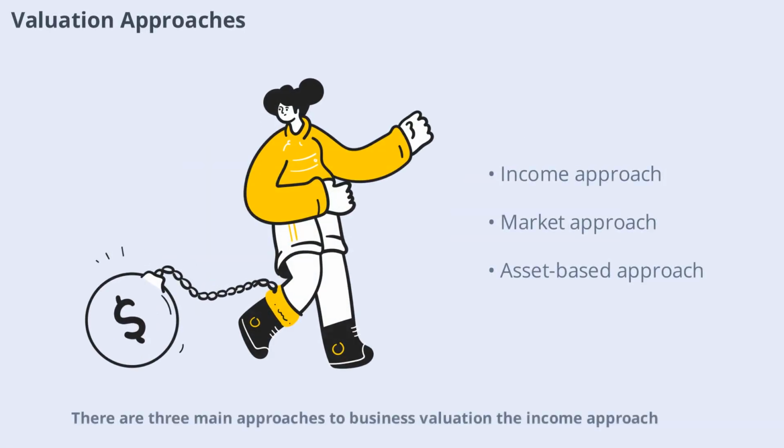There are three main approaches to business valuation: the income approach, the market approach, and the asset-based approach. Each method has its strengths and is suitable for different situations. The income approach focuses on future earnings, the market approach compares similar businesses, and the asset-based approach looks at the company's assets and liabilities. We'll explore each method in detail in the upcoming scenes.